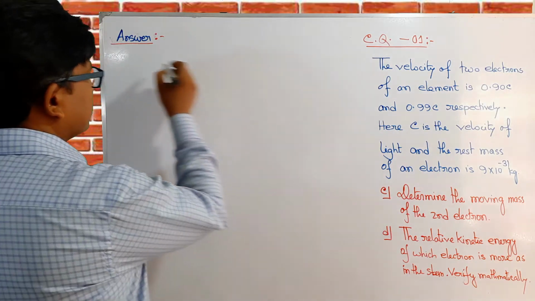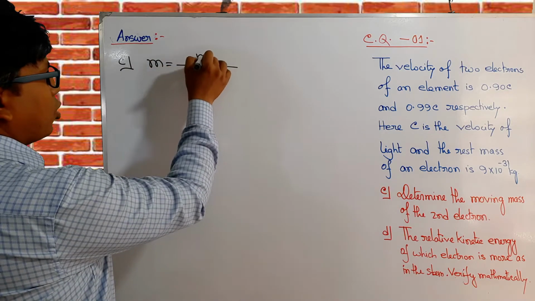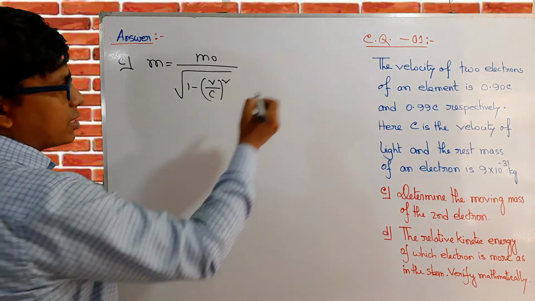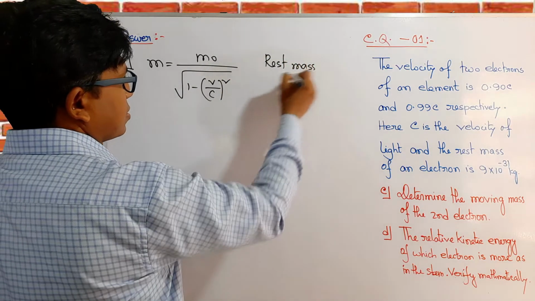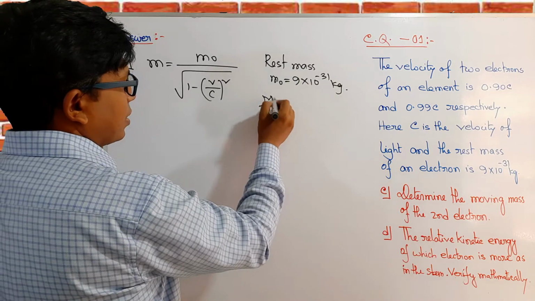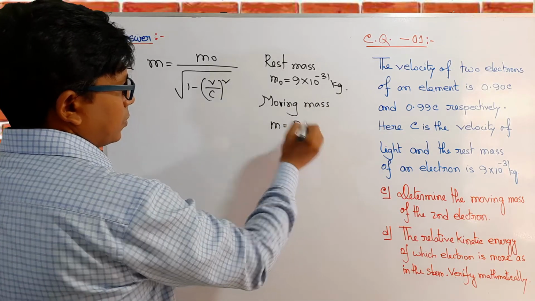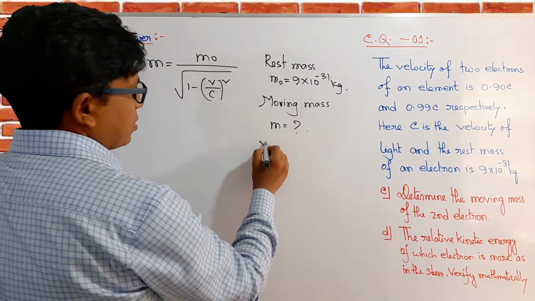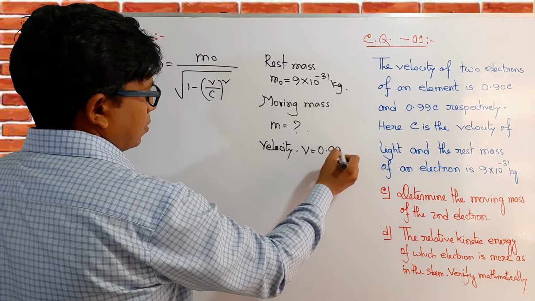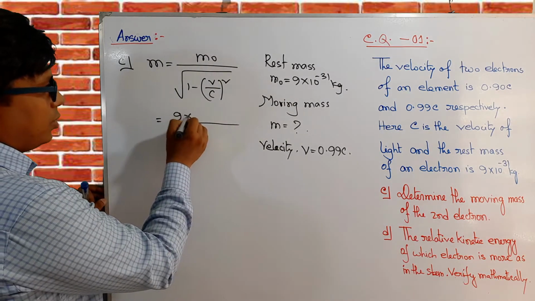Now the answer for the C. Determine the moving mass. We know the equation of the moving mass is m equals m naught divided by the square root of 1 minus v by c whole squared. Here the rest mass m naught is given as 9 into 10 to the power minus 31 kg, and the moving mass is required, and the velocity of the second electron is v equals 0.99 c. Now put the values in the equation here, 9 into 10 to the power minus 31.